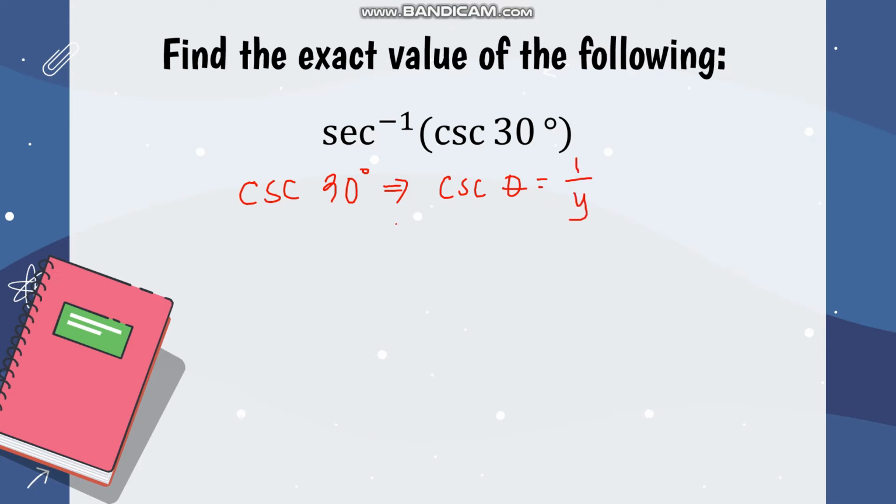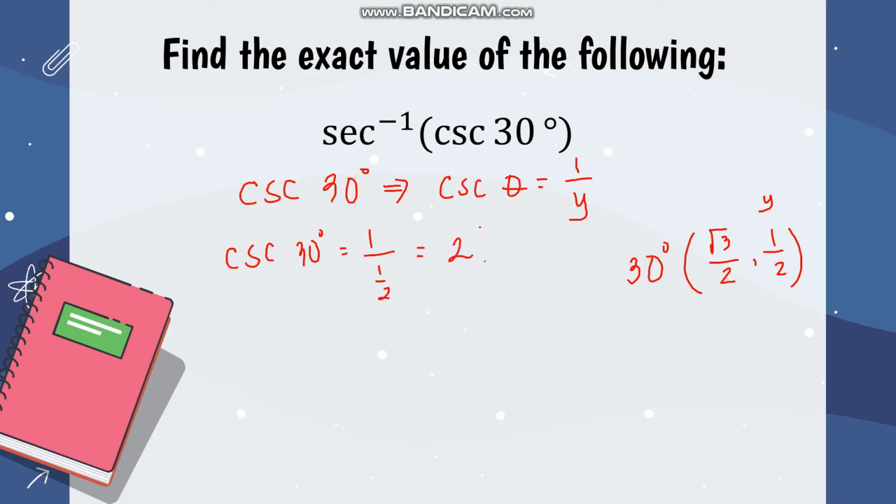Now what is the y coordinate of the angle? Since this one is 30 degrees, we are going to consider the trigonometric point of a 30 degree angle, which is square root of 3 over 2 and 1/2. And its y coordinate is 1/2, so that's the one that we will put here. So cosecant of 30 degrees is equal to 1 over 1/2, or if you solve this, you will arrive at 2. So this is now the value of cosecant 30 degrees.